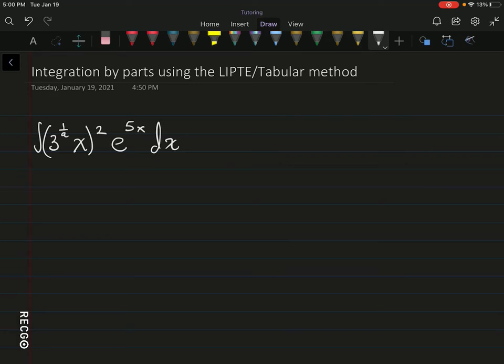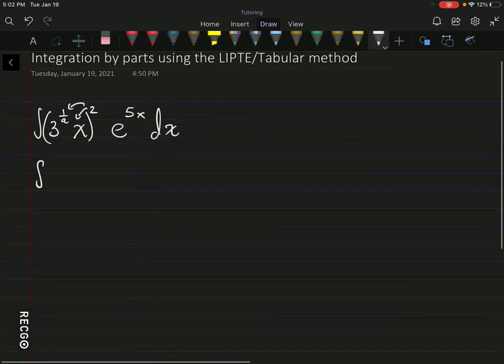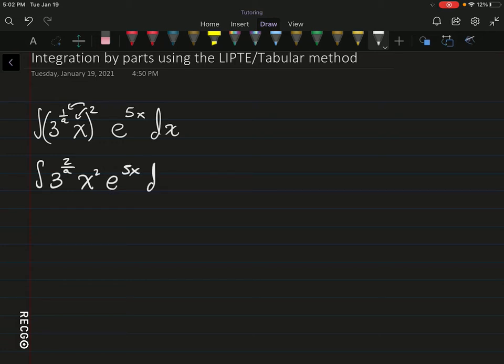Today we'll be looking at integration by parts using the LIPTE method, more commonly known as the tabular method. Here we want to distribute this square inside to our 3 and our x. So we'd get the integral of 3 to the 2 over a, x squared. The power of 2 gets multiplied by the power of 1 over a, and it gets multiplied to the power of 1 that x has. So we get this times e to the 5x dx.